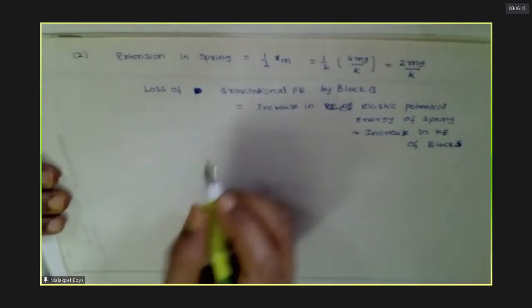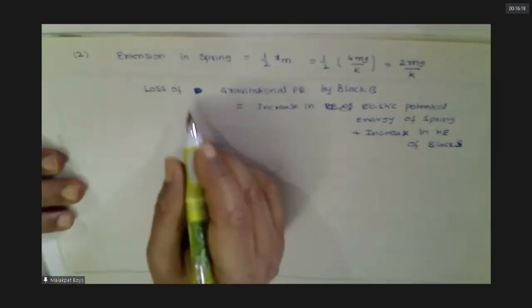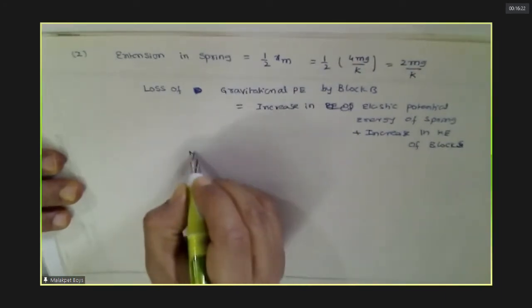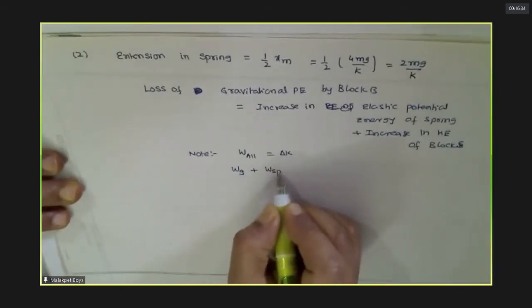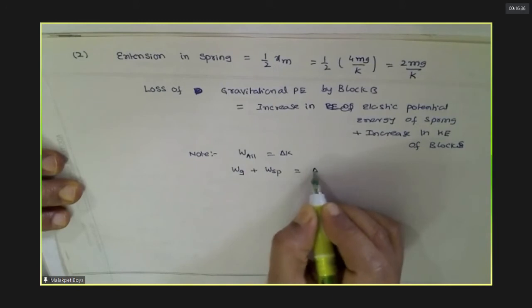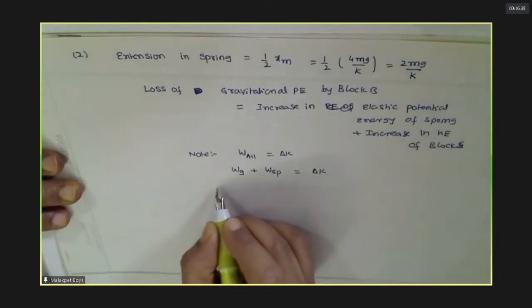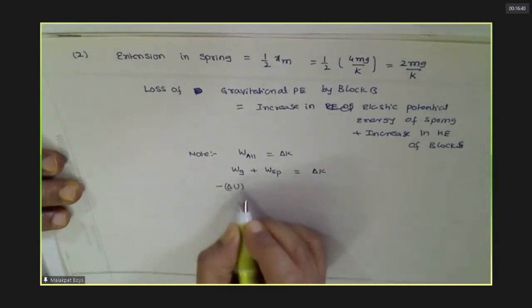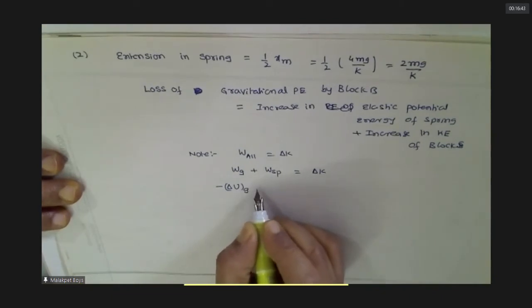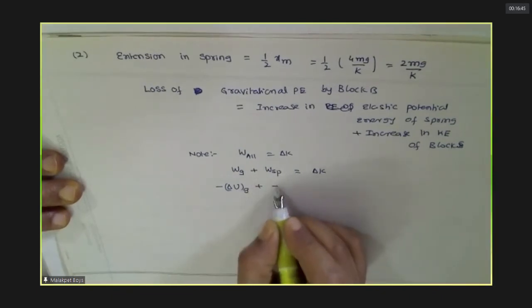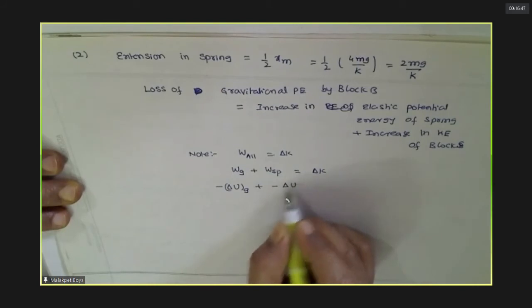Clear? So here, I tell you, this statement is nothing but work done by all forces equals change in kinetic energy. Here you have forces: gravitational force, spring force. This is change in kinetic energy. What is the work done by gravitational force? Minus gravitational force, no? This is nothing but minus delta U spring force.